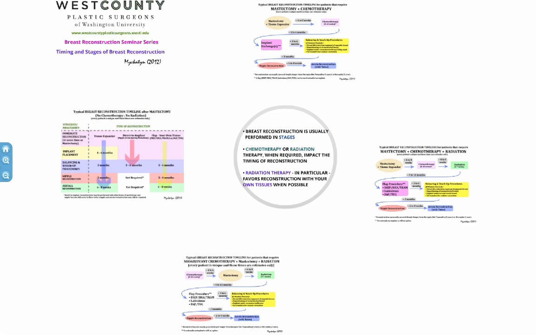So, as you can see, depending on whether a patient needs chemotherapy or radiation therapy, the timeline and the types of procedures that are performed for breast reconstruction can vary.